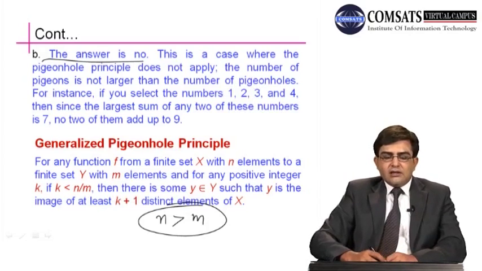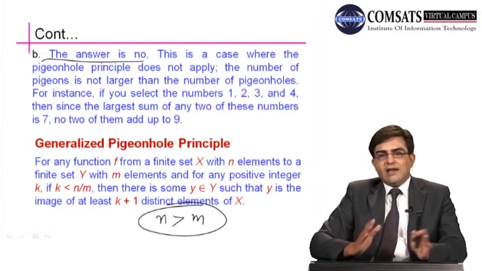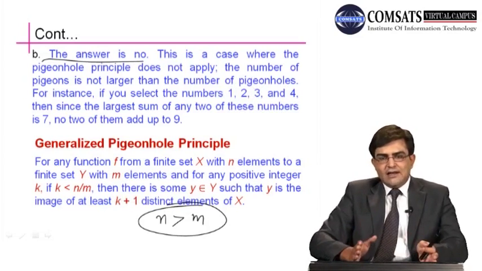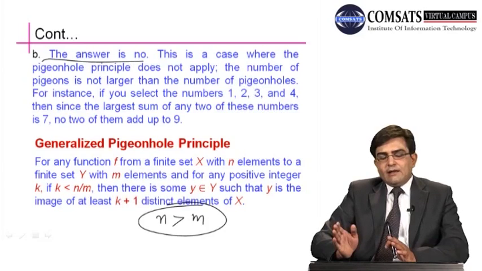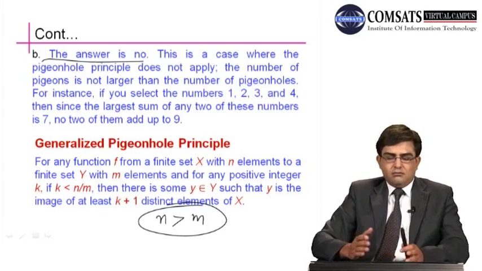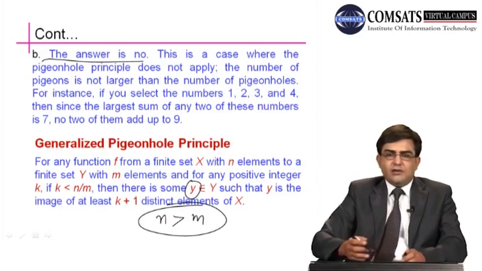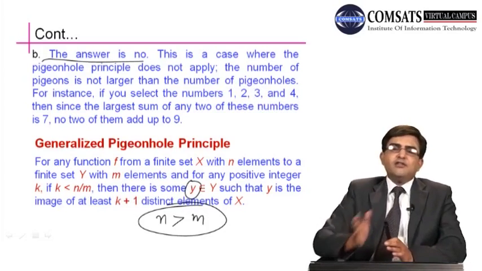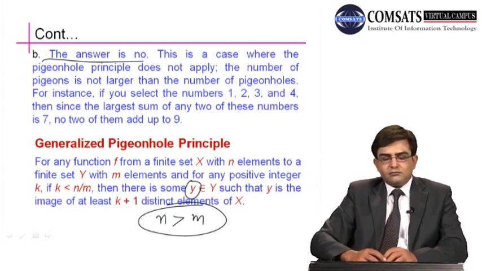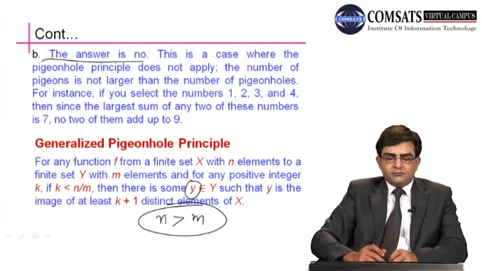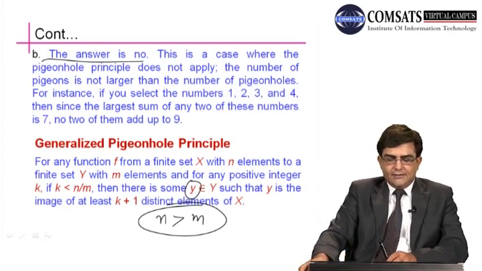So in the generalized pigeonhole principle, we define a function from set X to Y, and the set X contains n elements, the set Y contains m elements, and there must be at least one element in the codomain set Y, it could be any element, such that it is the image of k plus 1 elements in the set X. So this is the pigeonhole principle.